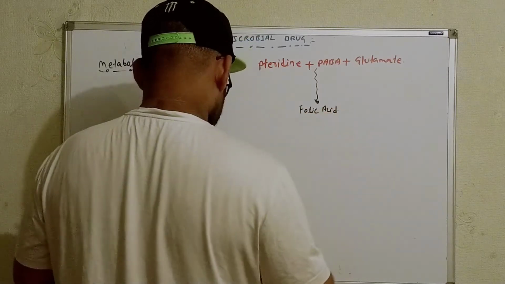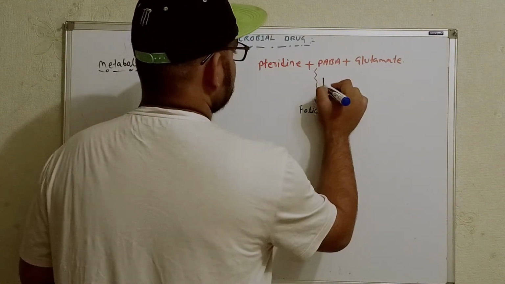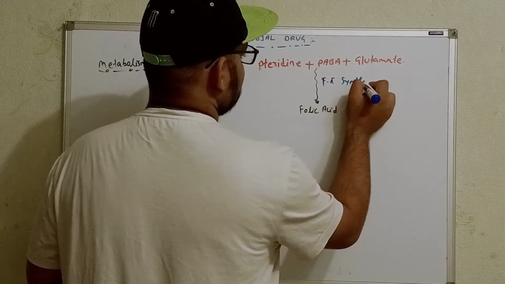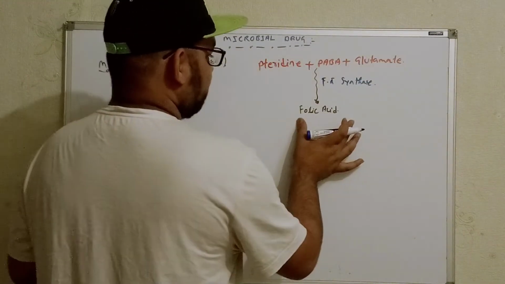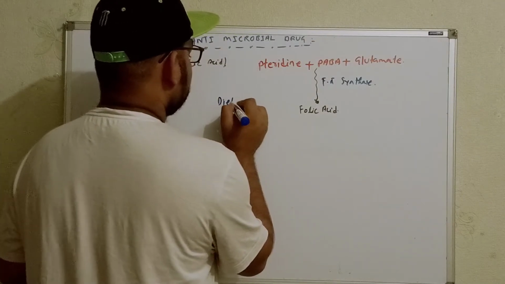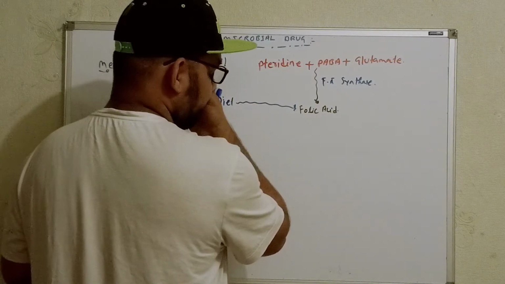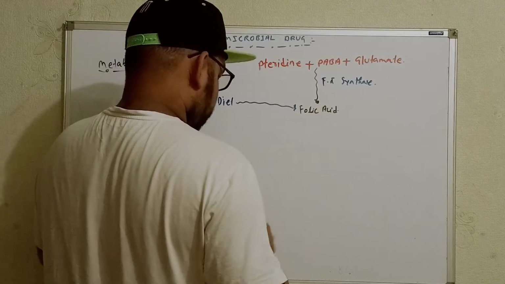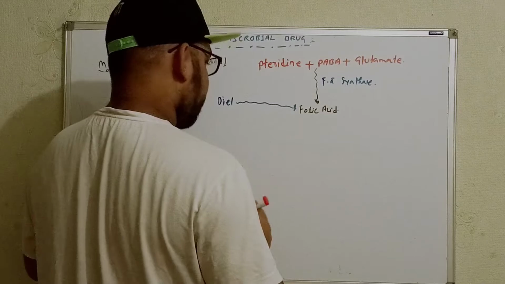Now there is an enzyme that will work over here. What is the name of the enzyme? Folic acid synthase. So I'm writing it over here. Now we are getting the folic acid. This folic acid we can also get from the diet. From the diet, this folic acid can also be taken. In the case of microorganisms, we already got the folic acid over here.